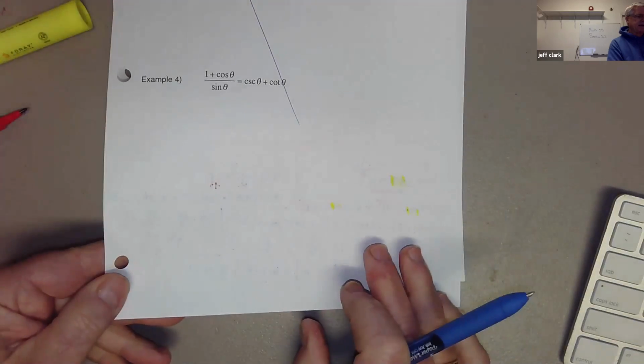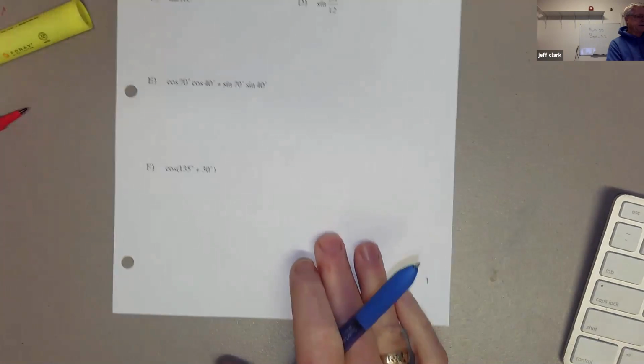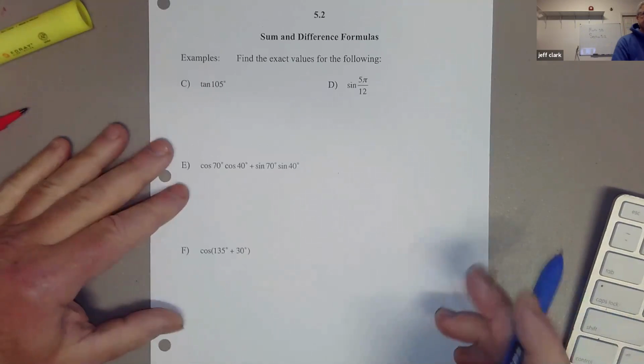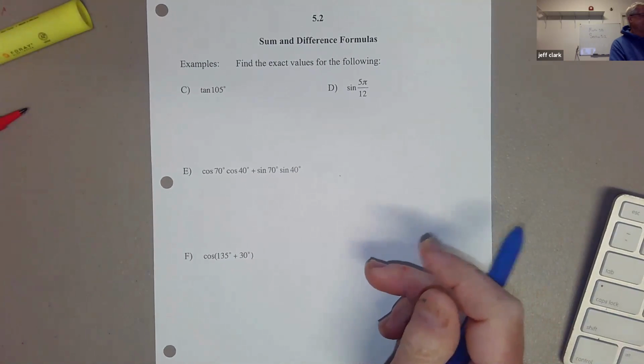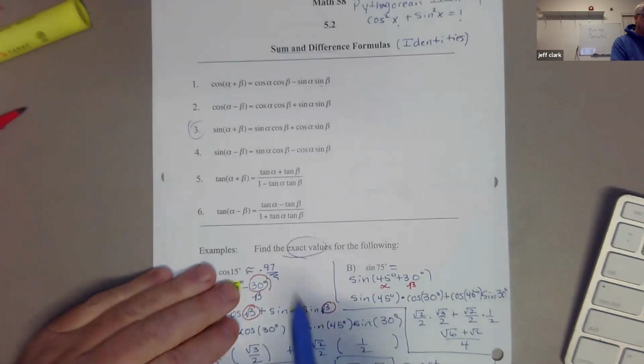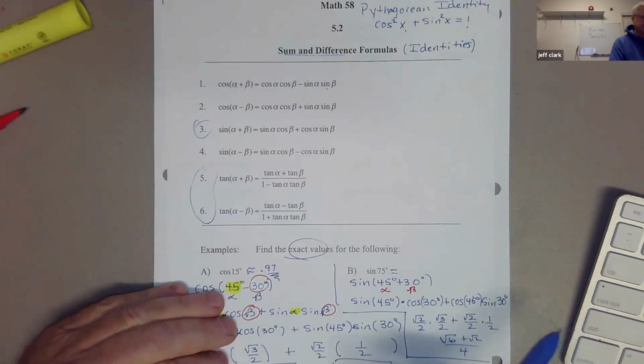Okay, next page. Okay, not that one. Next page. Similar problems. Okay, got a tangent one. Now you have 2 choices for tangent. Again, you got these 2 choices for tangent.